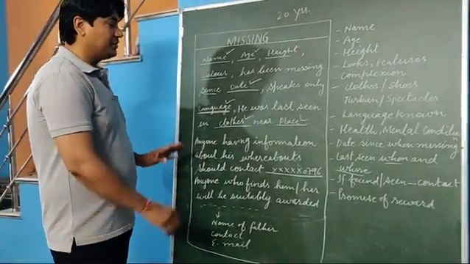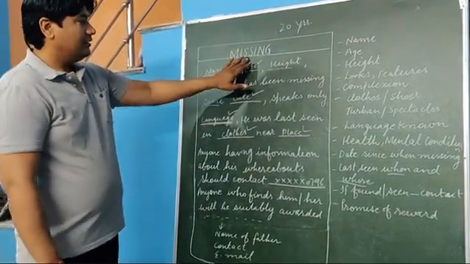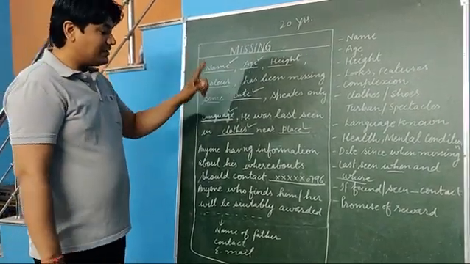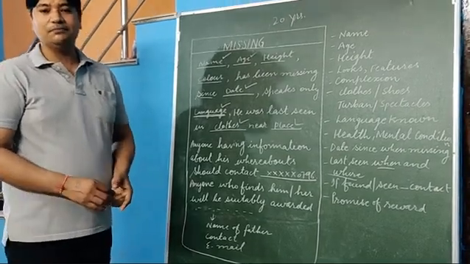So dear students, in this way we shall write the advertisement under the column missing. So now you will write an advertisement under the column missing from BBC Compactor. Thank you.